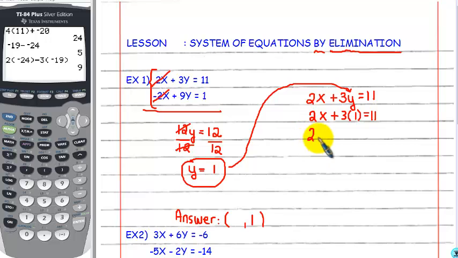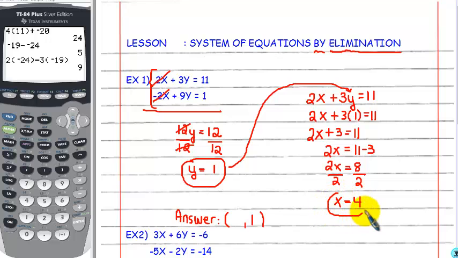So this would be 2x plus 3 equals 11. I'm going to solve for x by sending the 3 to the other side. So it'll be 11 minus 3. 11 minus 3 is 8. We're going to divide both sides by 2. x equals 4. So that means this is 4. So my answer for the system of equations is (4, 1).